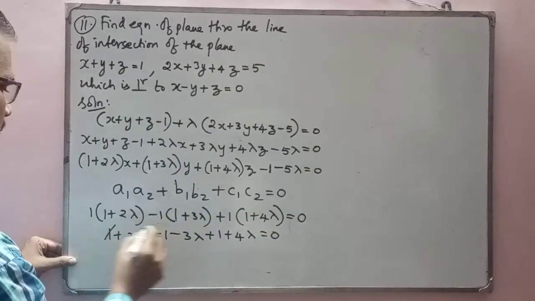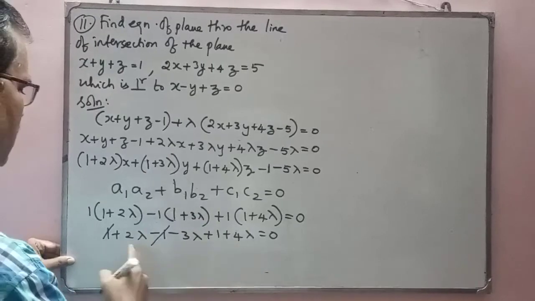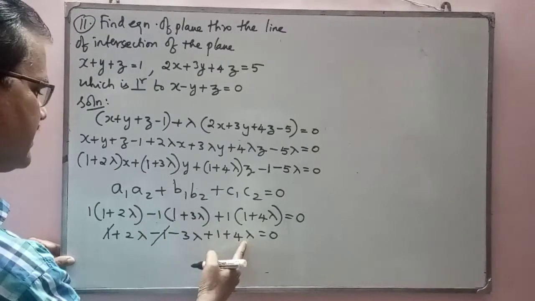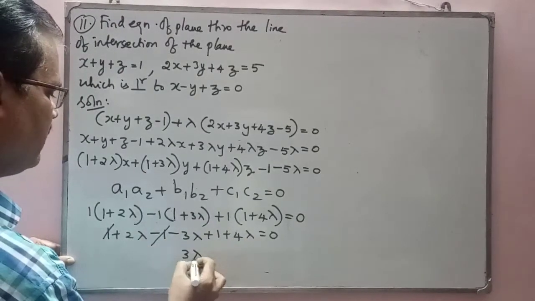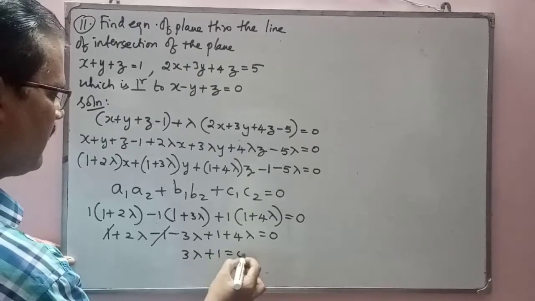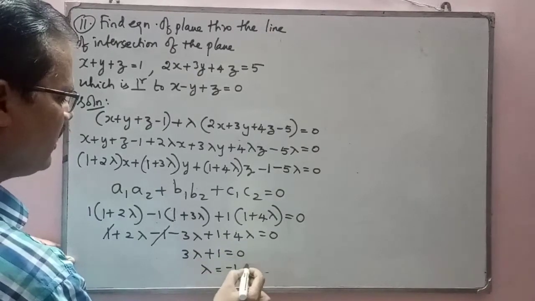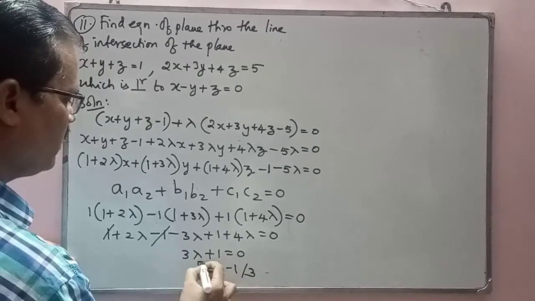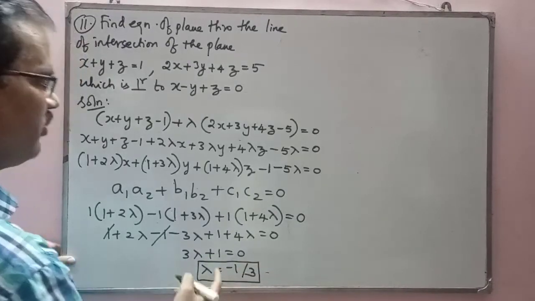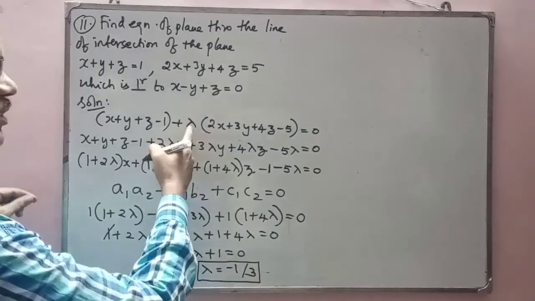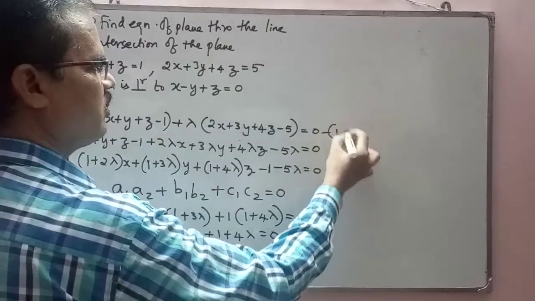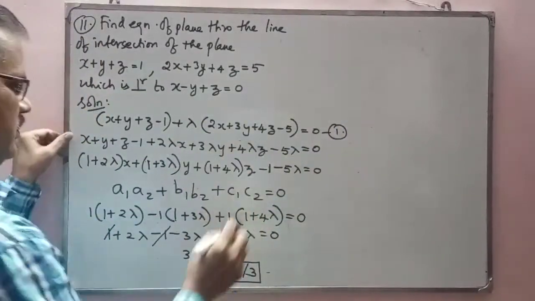Now 1 minus 1 can be cancelled. Now 2 lambda plus 4 lambda, 6 lambda minus 3 lambda is 3 lambda, plus 1 equals 0, where lambda equals minus 1 by 3. So we have found the lambda. Now we need to substitute this minus 1 by 3 in the equation. You can mark this as equation number 1. You need to substitute and get that.